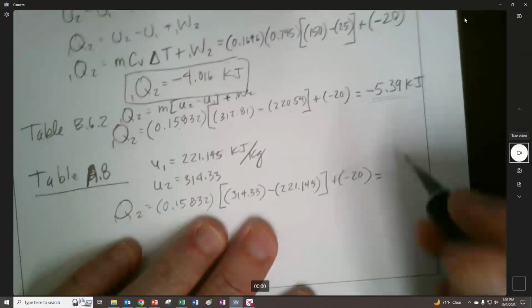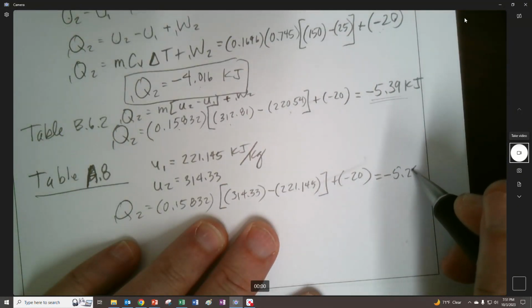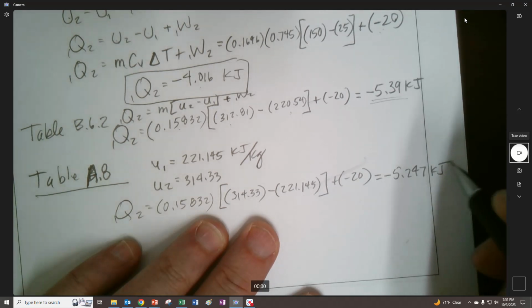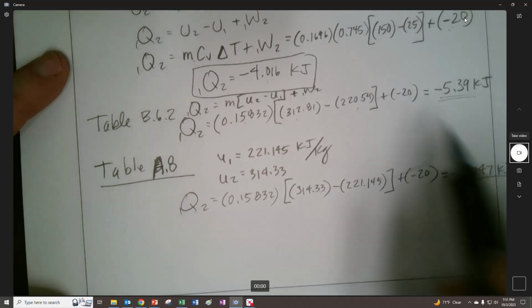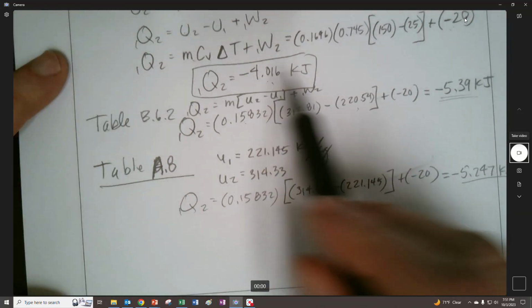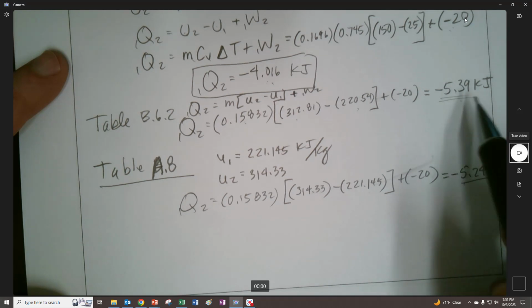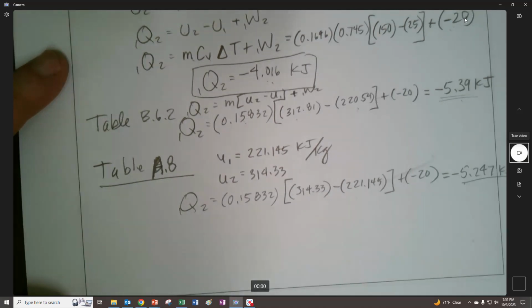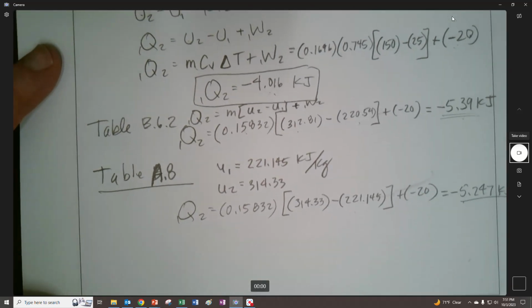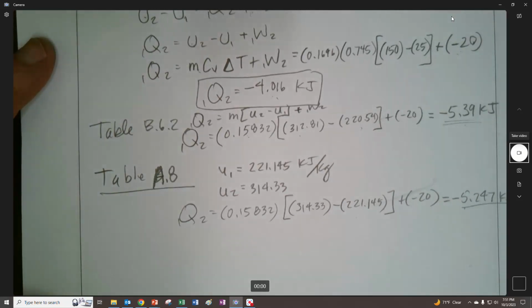All right, so we didn't change all that much. 5.247 kilojoules. Anyway, I just want to demonstrate that this is an approximation, and there were other things that we could try to use to get a firmer number, and to see that we're making an assumption when we're using the constant specific heats.